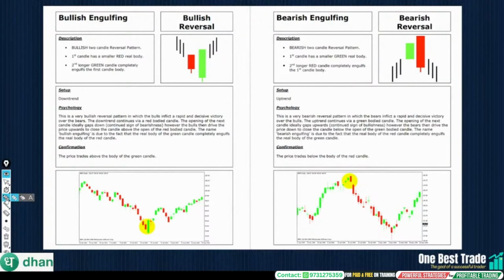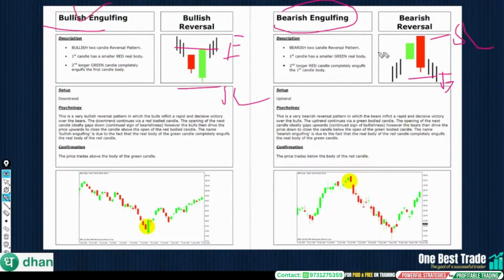Two candle patterns. So how to enter Nifty and Bank Nifty using bullish engulfing and bearish engulfing? First of all, you need to enter on the breakout of these two candles. Entry and stop loss. This is a bullish engulfing and bearish engulfing.